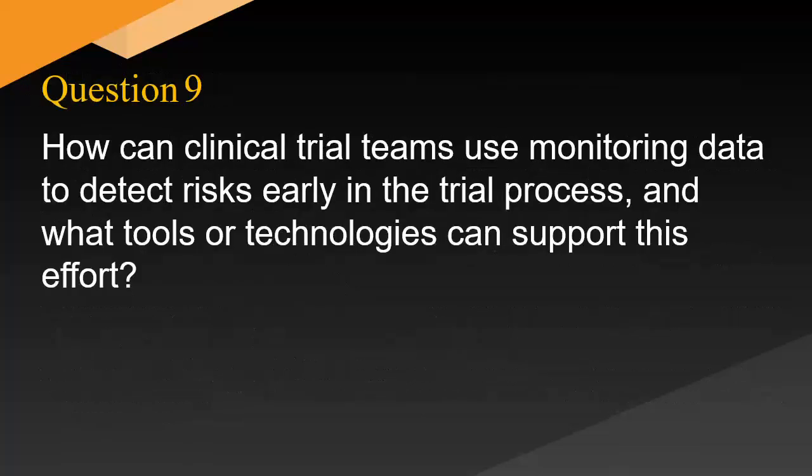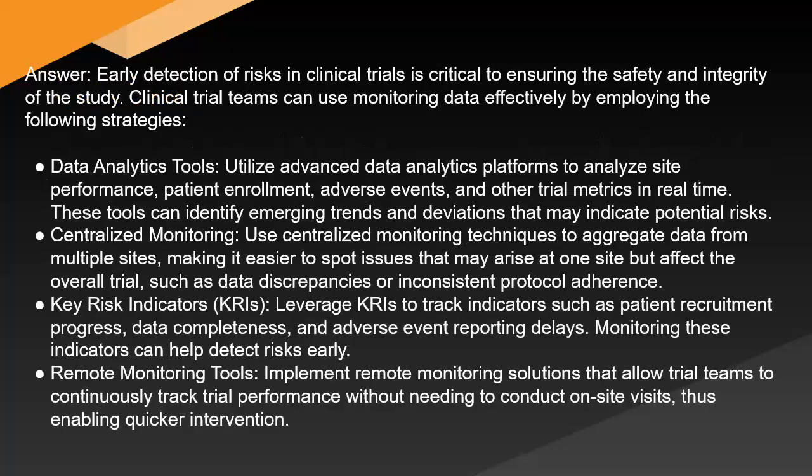How can clinical trial teams use monitoring data to detect risks early in the trial process, and what tools or technologies can support this effort? Answer: early detection of risks in clinical trials is critical to ensuring the safety and integrity of the study. Clinical trial teams can use monitoring data effectively by employing the following strategies. Data analytics tools. Utilize advanced data analytics platforms to analyze site performance, patient enrollment, adverse events, and other trial metrics in real time. These tools can identify emerging trends and deviations that may indicate potential risks. Centralized monitoring.